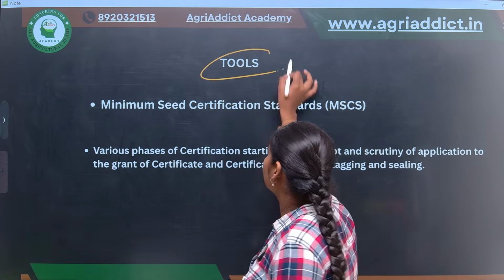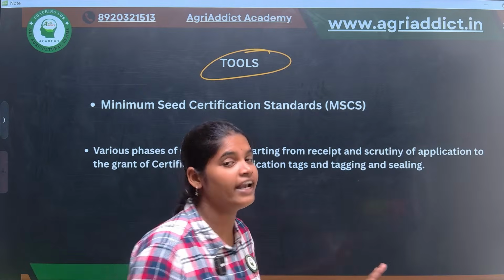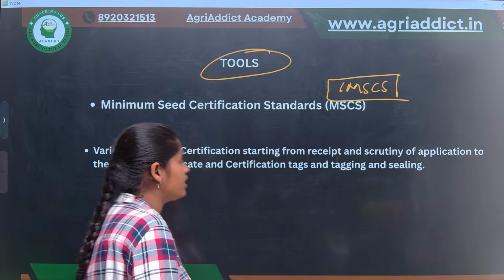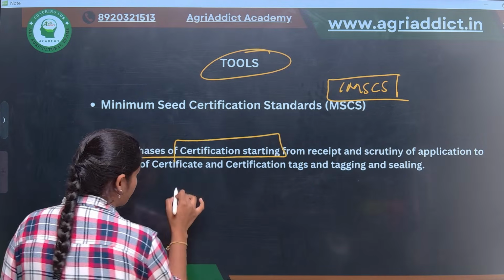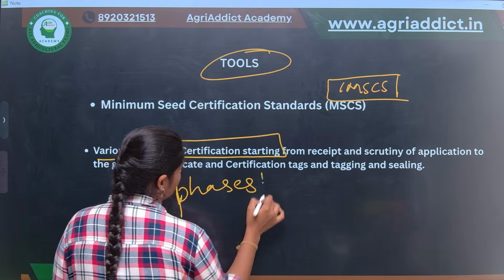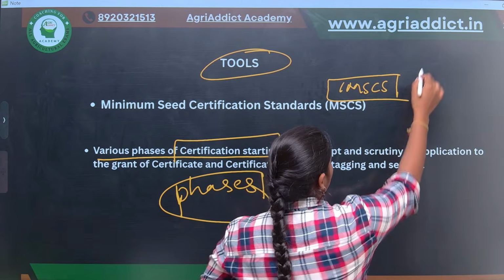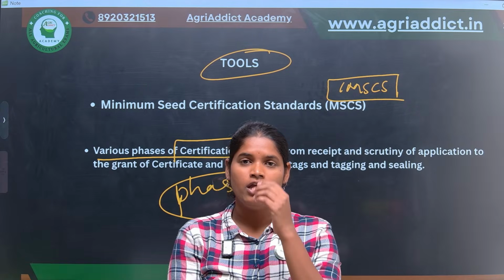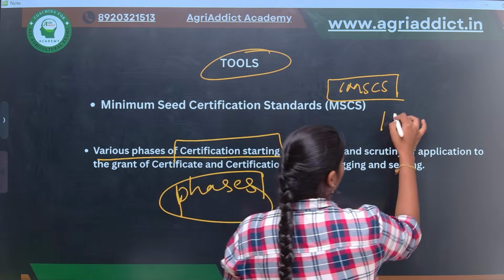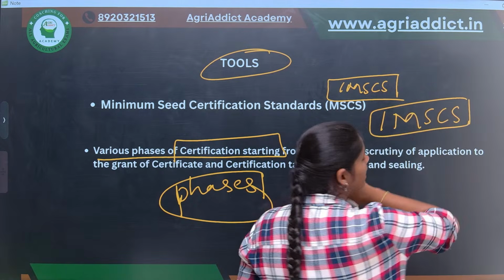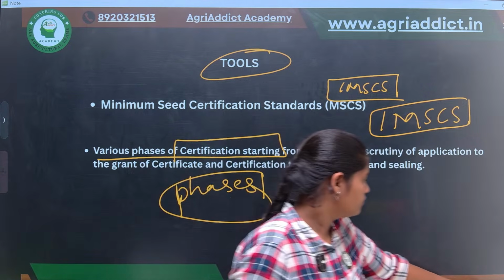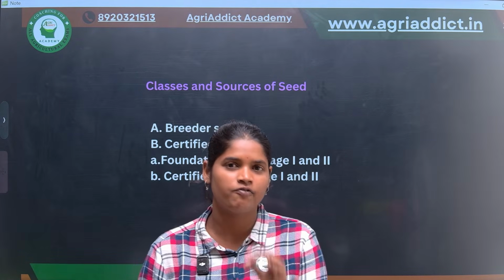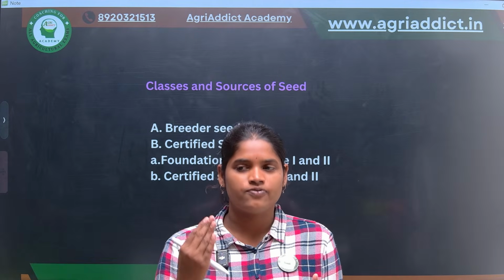Okay, then what are the basic tools for seed certification? We have already discussed those, that is IMSCS. There should be minimum seed certification standards. And what are the phases or different steps we have in certification? So whoever is preparing for seed tech, if you really want to know what exactly seed certification is, you have to follow IMSCS. You have to know about IMSCS or the Blue Book completely. Since the standards are different for different crops, it varies from crop to crop. So you have to see each and every standard, especially the seed standards as well as field standards.